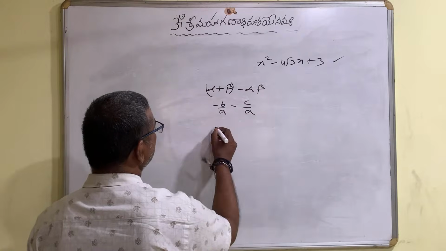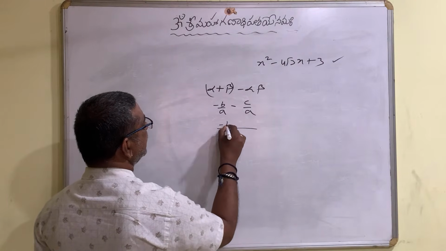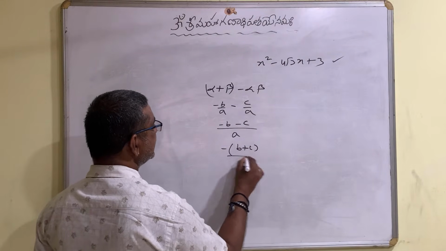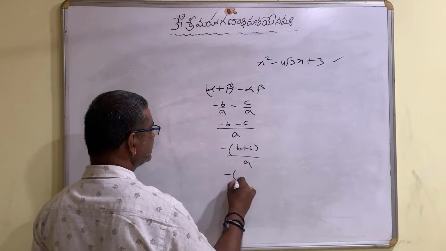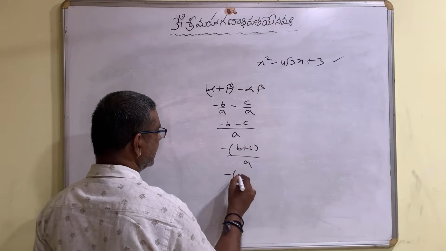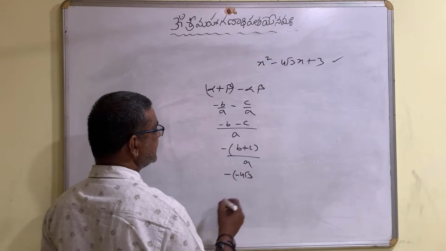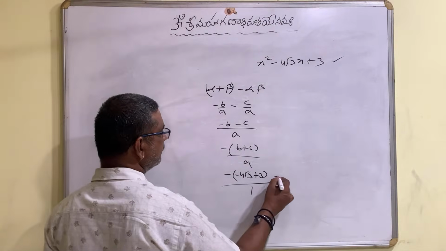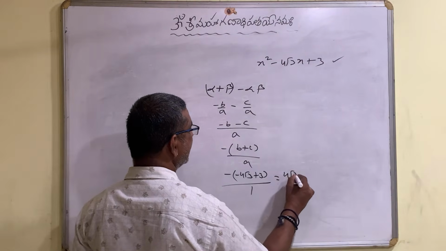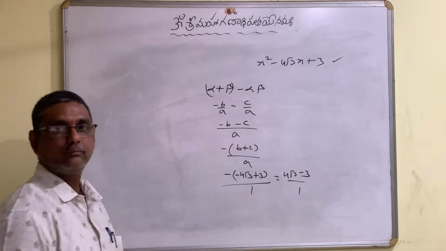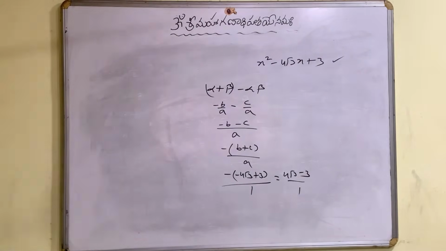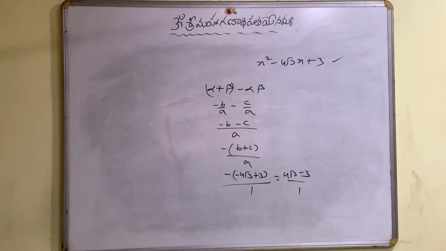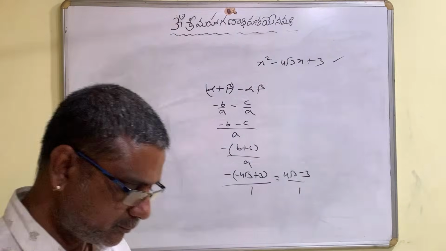Now take the LCM, a. Minus b minus c. If you take minus common, minus (b plus c) by a. Now what is b? Minus 4 root 3. What is c? 3. And what is a? 1. Now what will be the answer? 4 root 3 minus 3 by 1. Okay? That is nothing but 4 root 3 minus 3.